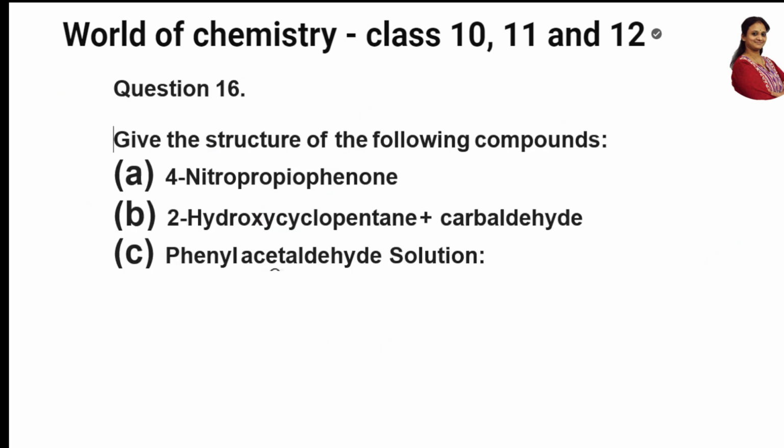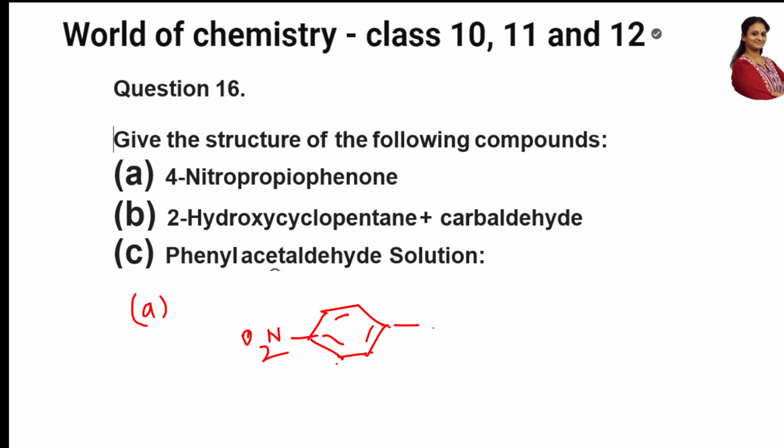Next question. Give the structures of the following. They asked me to write the structure of the following. One is 4-nitropropiophenone. Okay, first one, let me write here, students. 4-nitropropiophenone. First of all, phenone. Let me draw it. Okay, done. Basic. 4-nitro: this is 1, this is 2, this is 3, this is 4. This is 4-nitro. Okay, nitro is done.